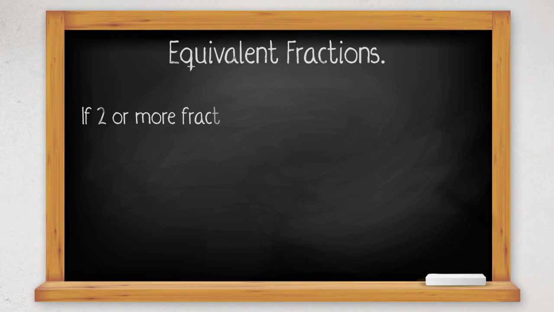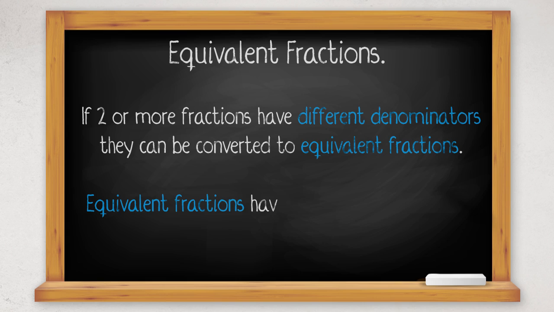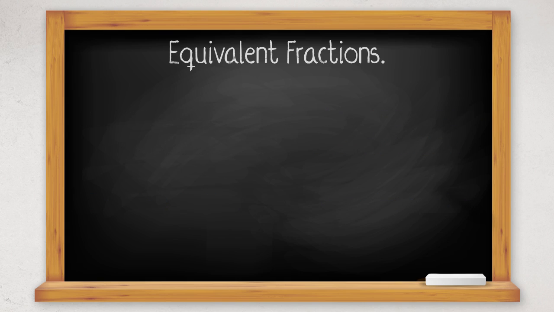If two or more fractions have different denominators, we sometimes need to change them into equivalent fractions so that they all have the same denominator. For example, we do this when we want to add or subtract fractions. Suppose we have 3/4 and 2/3.